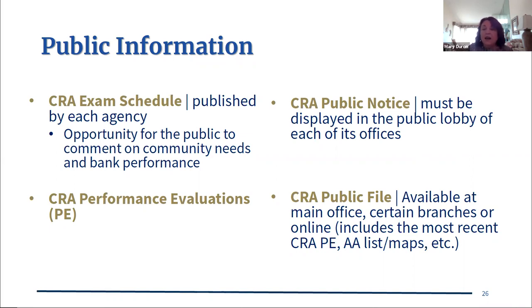In each bank's public lobby, there has to be a CRA public notice. And you can go into any bank and ask for their CRA public file. In the past, they retained it in every single branch, but now with everything being centralized and on the web, you can request it and you'll get it, and you can pick it up at the branch, or they can email it to you.